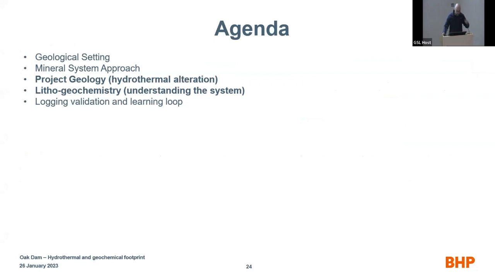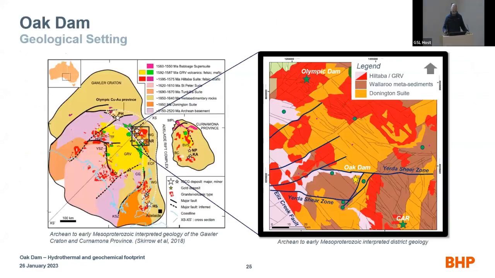The focus of the talk will be hydrothermal alteration and a little bit of the geochemistry, and how we use the chemistry to help us understand the alteration zonation. But I don't know how many are familiar with IOCG deposits or with the South Australian geology, so I'll go quickly on the geological setting and a little bit of the mineral systems. And at the end, we'll talk about how we apply this with field geologists as a learning loop.